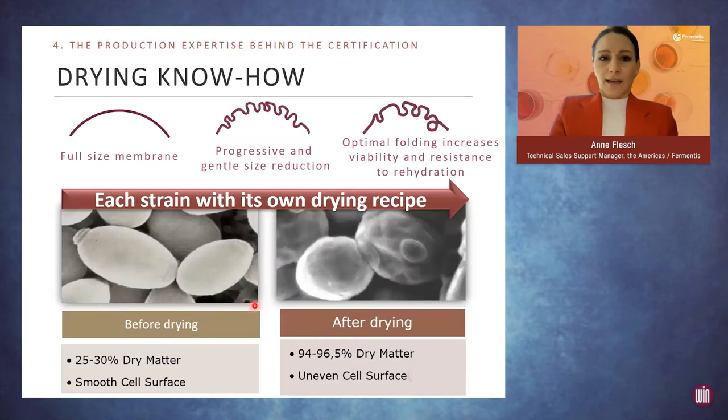So finally, the drying know-how allows us to go from a full-size membrane to an optimal folding, like I said, with a good viability and resistance to rehydration. Eventually, each strain has its own recipe in multiplication and drying, and you end up after drying with 94 to 96.5 dry matter. And this is what it looks like under the microscope.